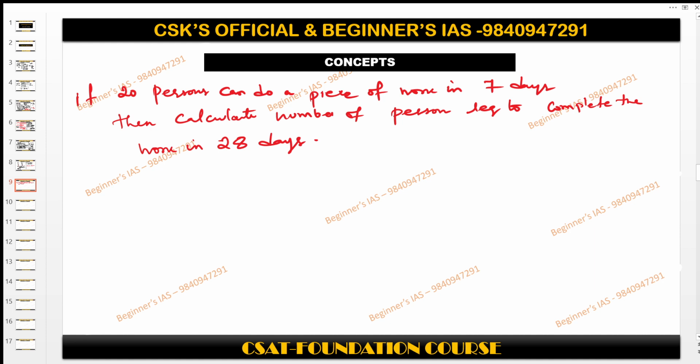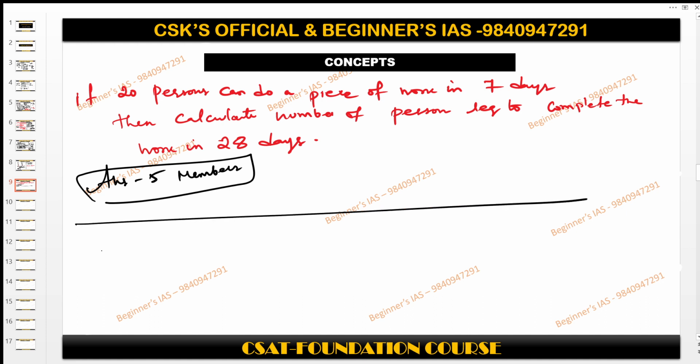20 persons can do a piece of work in 7 days. Calculate the number of persons required to complete the piece of work in 28 days. So, 5, sir. 5, yeah. If you are getting a 5, just tell me. Yes, sir. 5 members are okay, fine. Now next question.